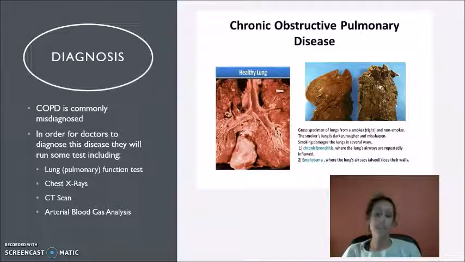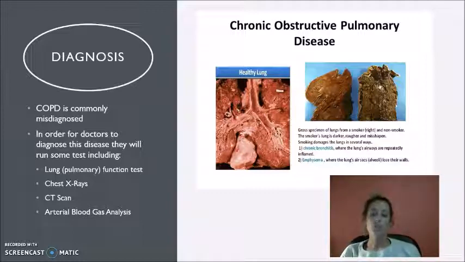Diagnosis. Doctors go about diagnosing COPD by running a bunch of tests. Unfortunately, this disease is commonly misdiagnosed. A lot of times doctors will think you have COPD when it could actually be something not as extreme. I find it kind of crazy that they misdiagnose this, but that's what I read and what my sources told me. But I can see how it could be tricky to diagnose, because a lot of lung diseases have the same symptoms and effects on the body.